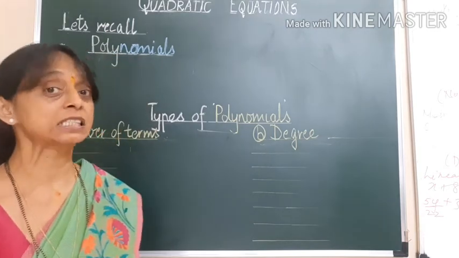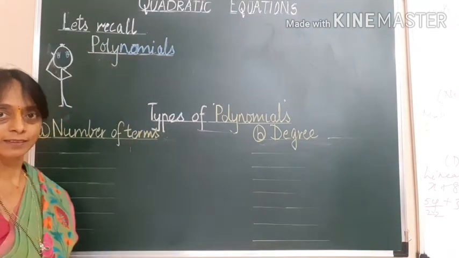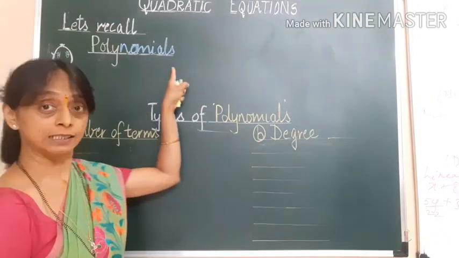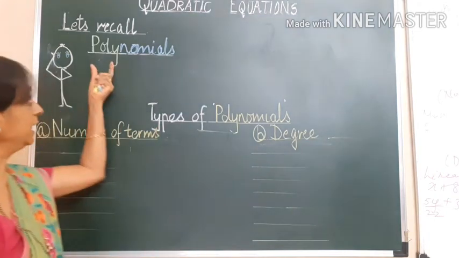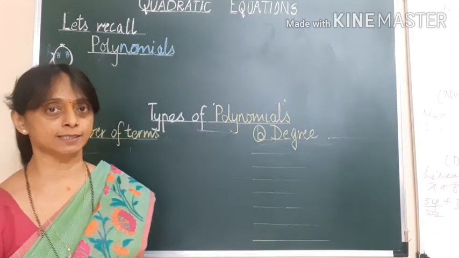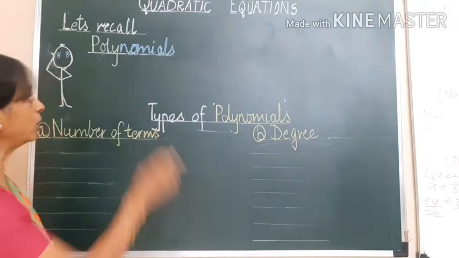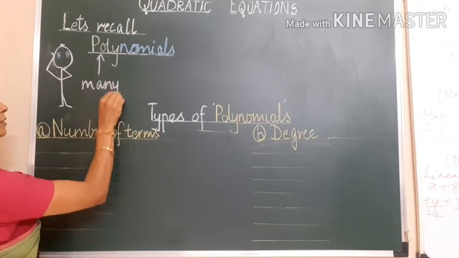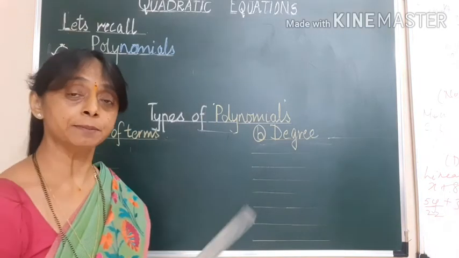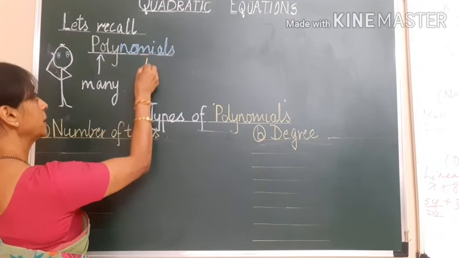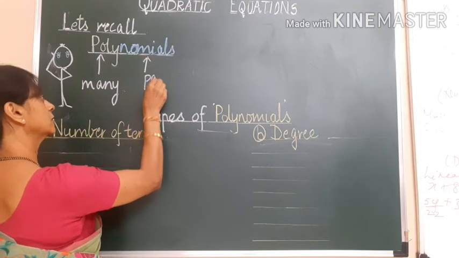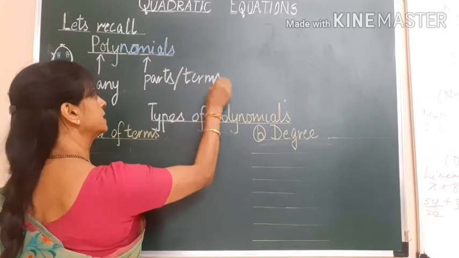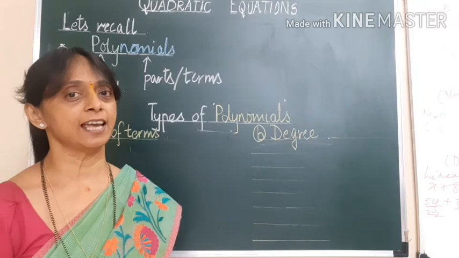As you can see, the term polynomials. Let's understand and recall what polynomials are. You can see the word is colored in two on the board. Poly, and the other word is nomials. What does poly mean, children? Poly means many. And what does nomials mean? Nomials means parts, or you can say terms in case of algebraic expressions.